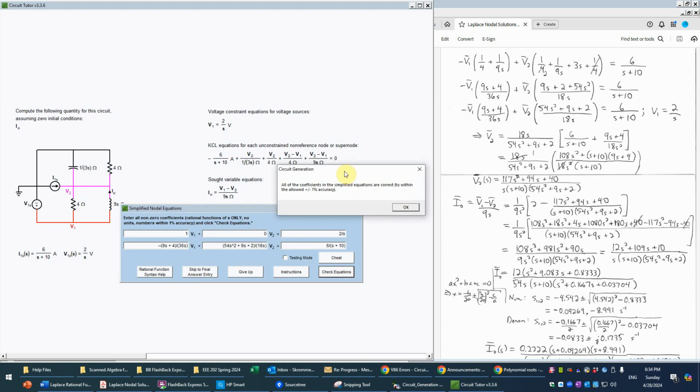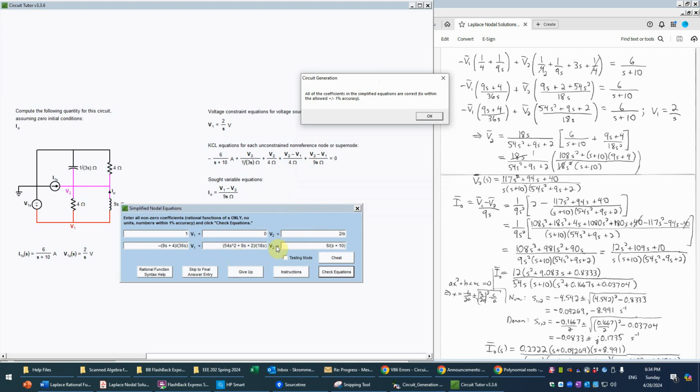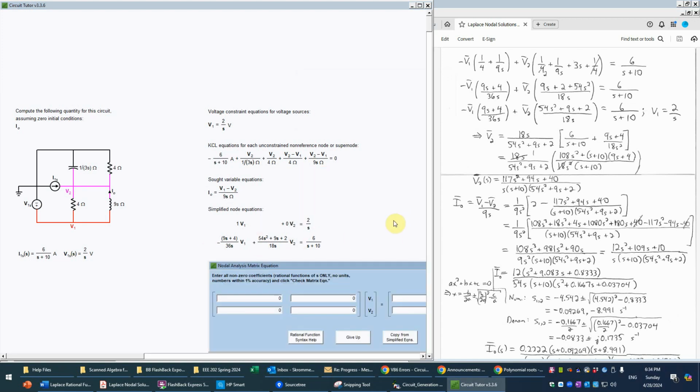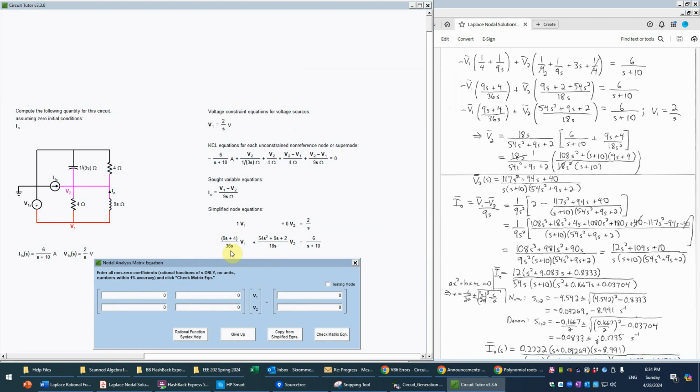And I should have pointed out also perhaps that it's also a good idea to actually check what we're going to really need here. Here we're going to need both V1 and V2, so we do need to enter all these equations. We could have otherwise maybe skipped to the final answer if we only need one of them, but we didn't. That's not going to help in this problem, so I didn't do that. Okay, now those have been printed out here for us. And now we simply need to copy these into the matrix equation, and we can do that most easily just by clicking the copy button. It'll do it for us, and then we can just check that equation.